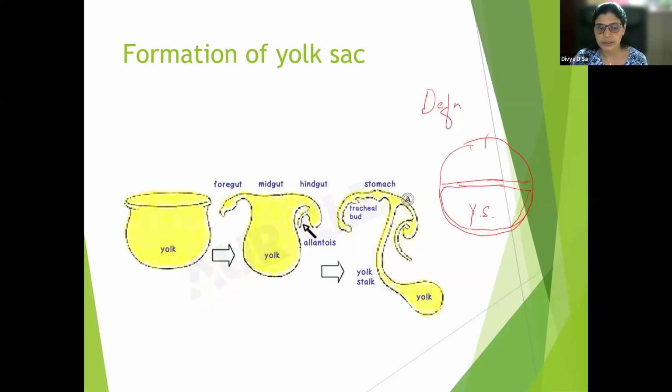So this primary yolk sac is formed by the end of the second week. We see the primary yolk sac.